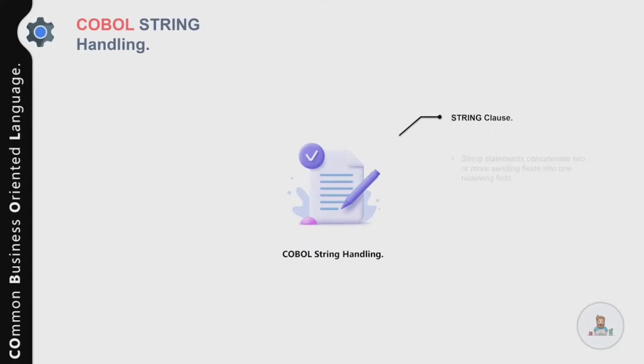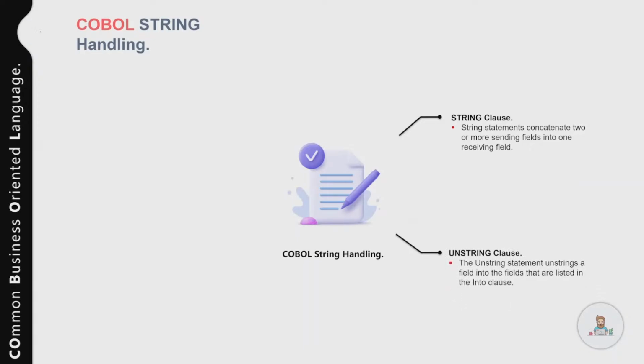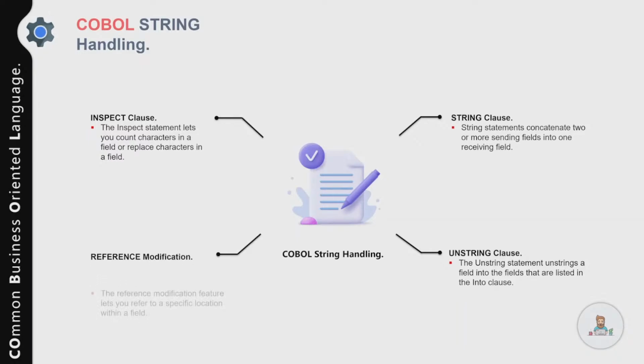So the first one is the string clause, and it is used to concatenate two or more sending fields into a receiving field. Then we have the unstring clause, which is generally used to split or unstring a field into multiple fields, which are specified in the into clause. Then we have the inspect statement, which is used to count or replace characters within a field or a string. And lastly, you have reference modification that can be used to extract or overwrite data at a specific location within a field.